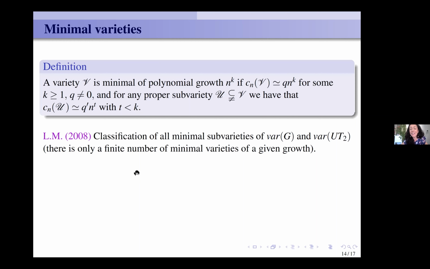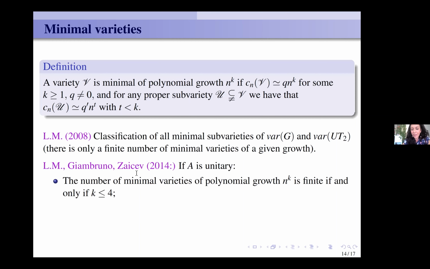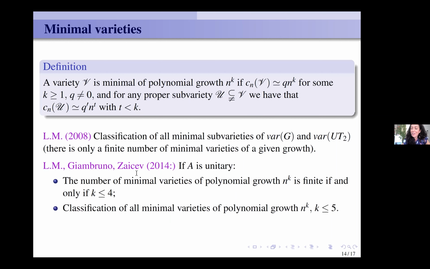So, inspired by these positive results, in order to study varieties of polynomial growth in general, we started with Giambruno and Zaicev the study of minimal varieties of a given growth. And for algebras with one, we proved that the number of minimal varieties of polynomial growth n to the k is finite if and only if k is less or equal than 4. Moreover, we classified all minimal varieties of polynomial growth n to the k for k less or equal than 5, and we also gave a recipe to classify all minimal varieties of any polynomial growth.